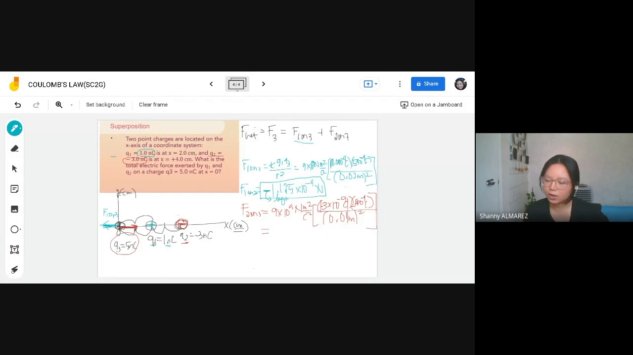Okay, so let's simplify. What will its value be there? Just replace it if you haven't erased the earlier one. So you have 9 times 10 raised to 9 times, the first charge is 3, 3 times 10 raised to negative 9. Then the second charge is the same, which is still 5. On our denominator, just replace it with 0.04 squared. So you will get 8.47 times 10 raised to negative 5. Since it's to the right, what happens? It is positive because it is to the right.